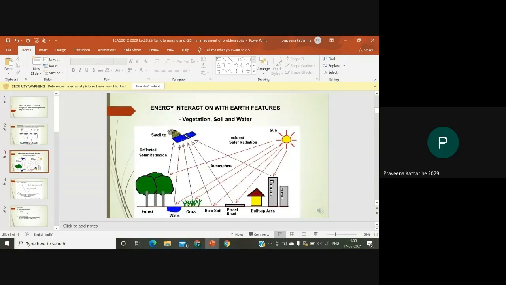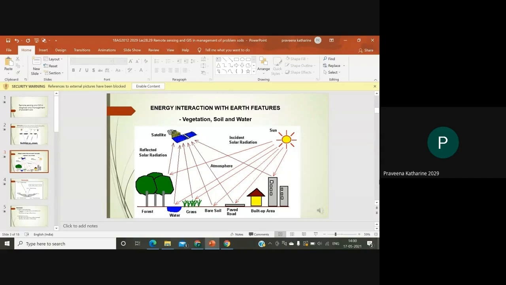So the main concept behind remote sensing is the energy interaction with the various earth features, how various earth features interact with the energy. So what is the source of energy here? It may be solar. Okay, mostly good. Mostly it would be solar radiation, that is a passive energy.